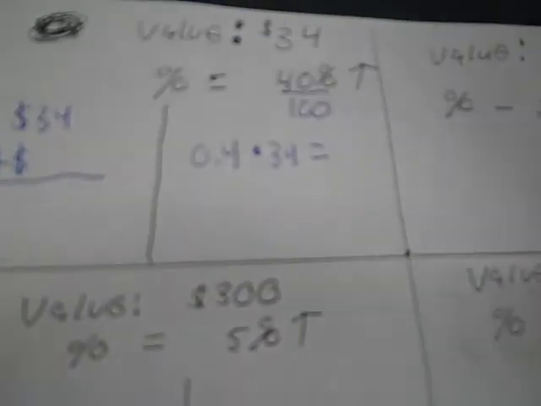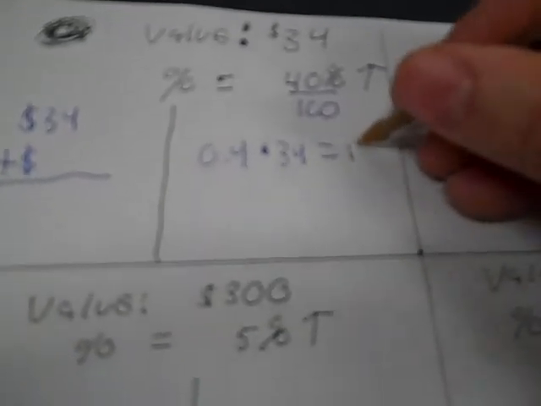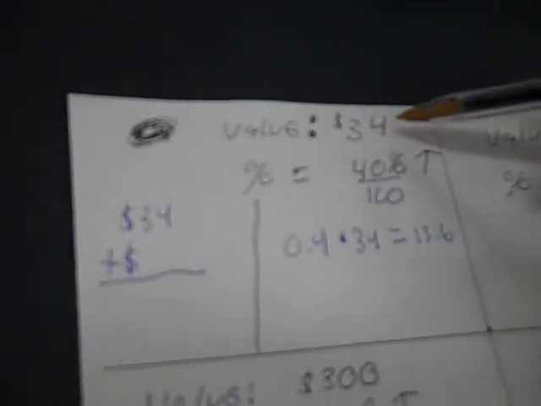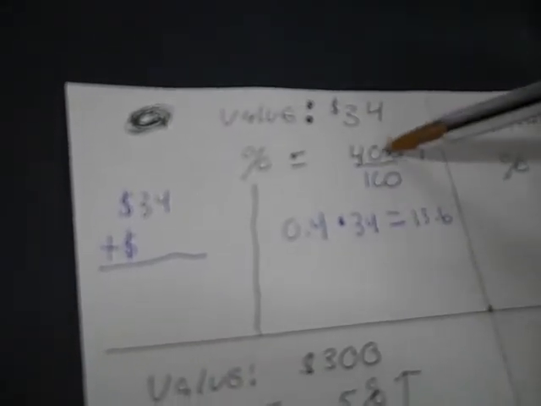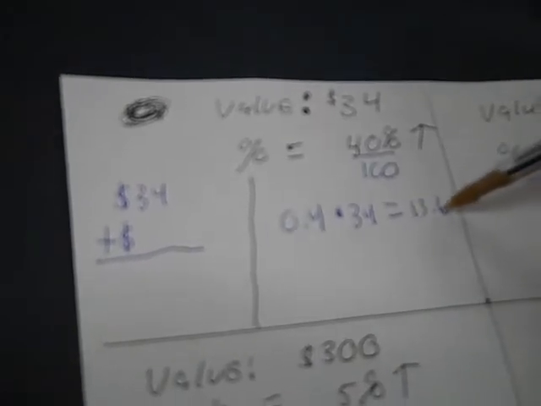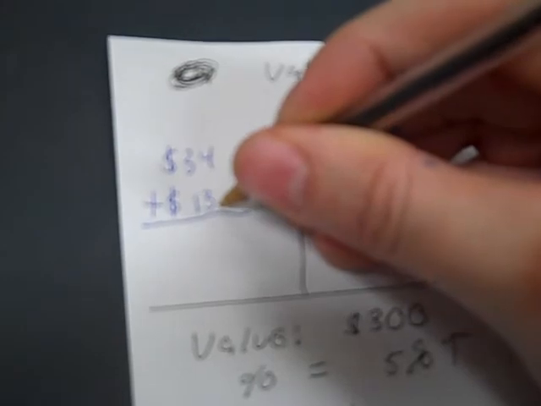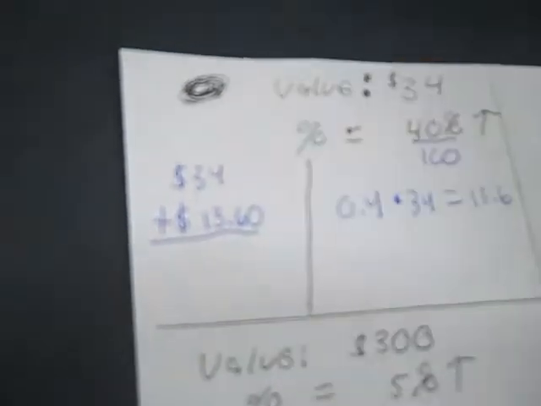And I got 13.6, so that's going to be 13.6. And that's how much 40% of $34 is. You're finding 40% of 34. So 13.6. And that's how much money you want to add, but you put a 60 there.